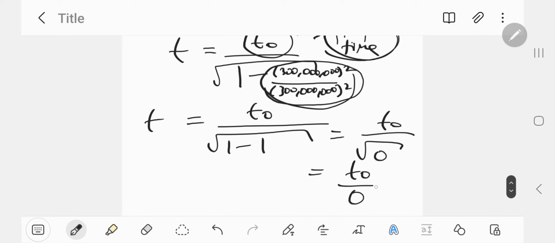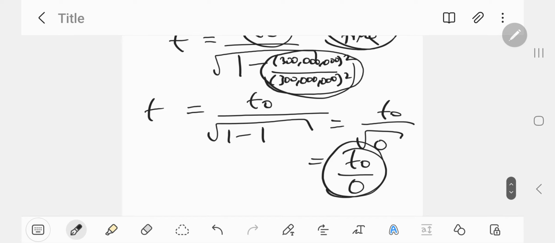And time, this doesn't make sense mathematically. Anything divided by 0 is undefined. So if the spaceship can move at the speed of light, you would get a ridiculous answer. You wouldn't even be able to see the spaceship actually, because of something called length contraction. So time becomes warped and it won't make any sense for something moving at the speed of light.